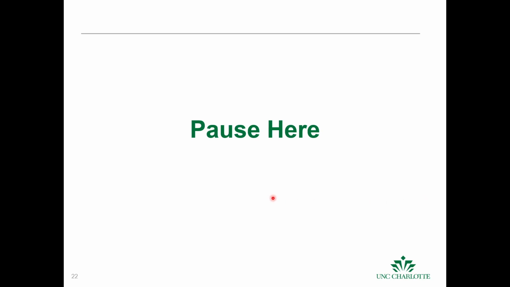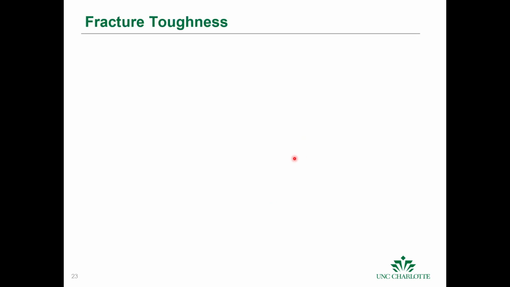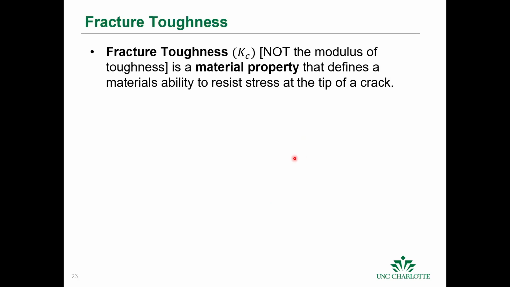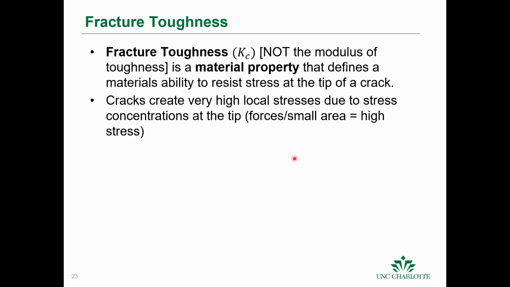All right, so this is the second half of the lecture, and we are going to be talking about fracture toughness and some other material properties. So fracture toughness is a material property. It's not the same as the modulus of toughness that we just talked about. It is a material property that defines a material's ability to resist a crack.